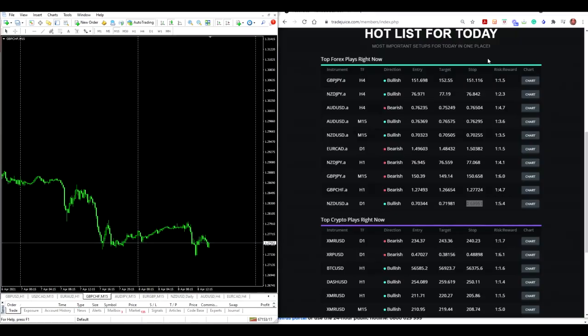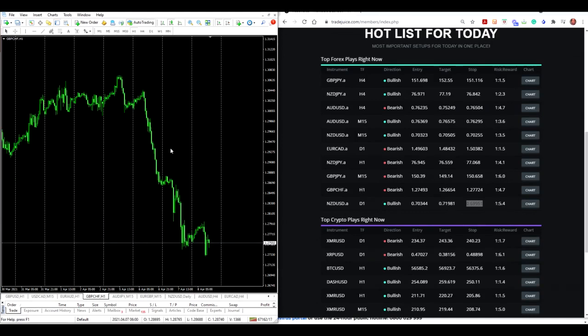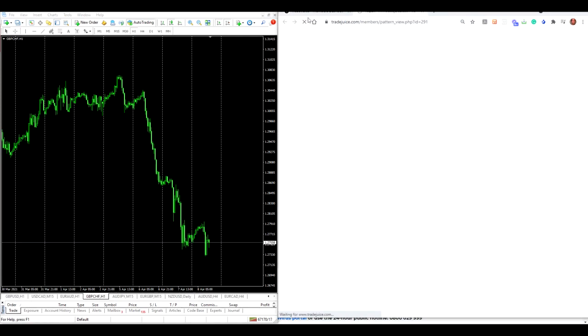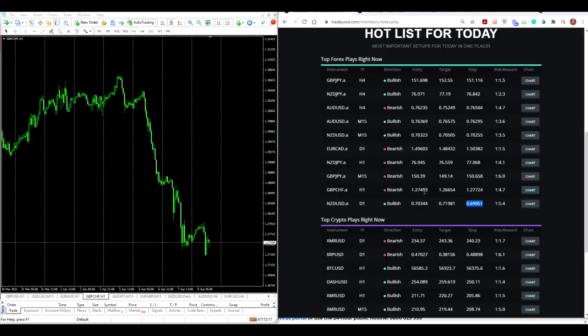So I'm on the hot list for today on the Tradeology members area, and at the moment I'm looking at the pound CHF Swiss franc 15 minutes. Let's put it up to the 1-hour chart. I've got a signal that I can enter this pretty soon, and I'm going to go short. It's telling me to go short. It tells me where to enter, target, and where to place my stop.